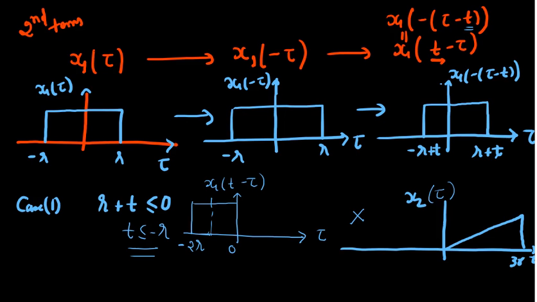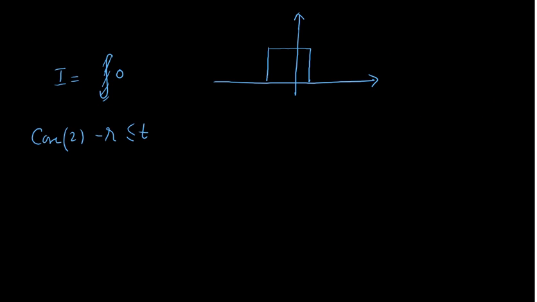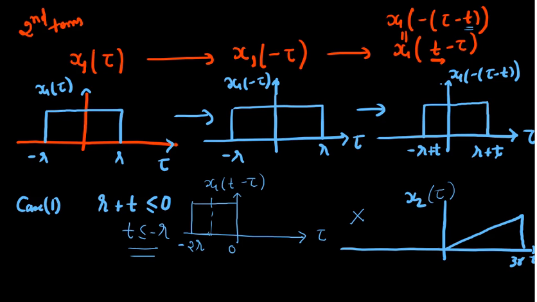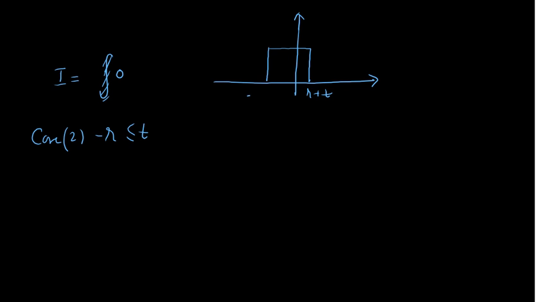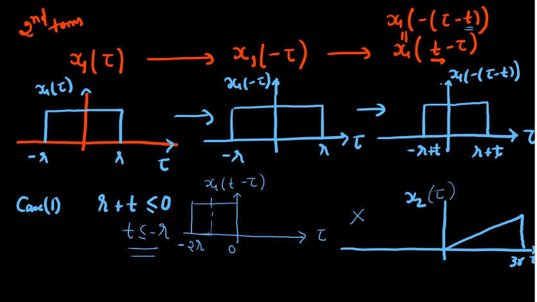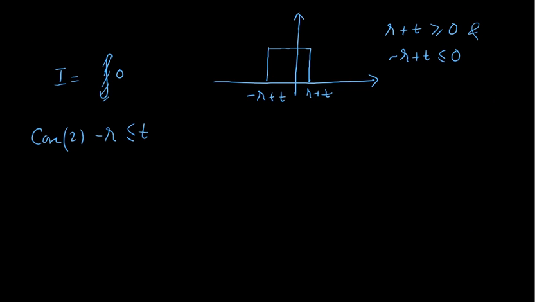So this end of your signal will be r plus t. This is your minus r plus t. And your value of t is such a way that your r plus t is greater than 0 and your minus r plus t is less than 0. And one more point, your r plus t is less than 3r. Your r plus t is less than 3.